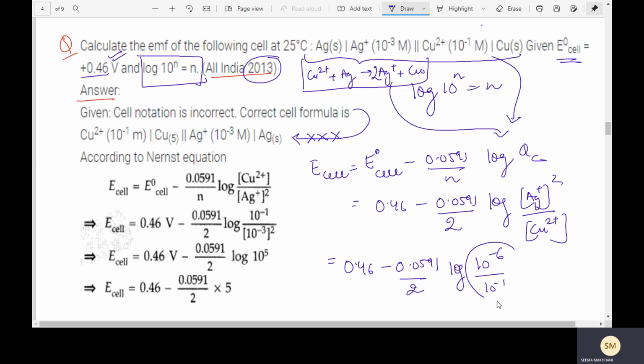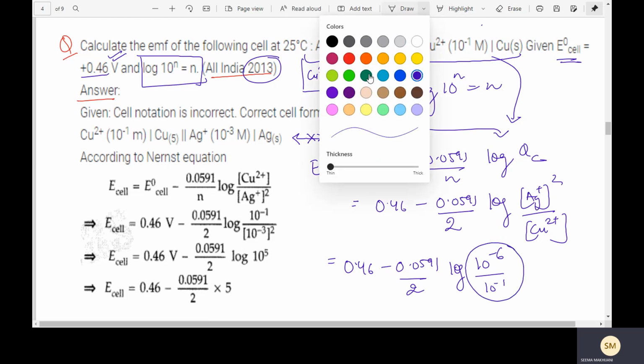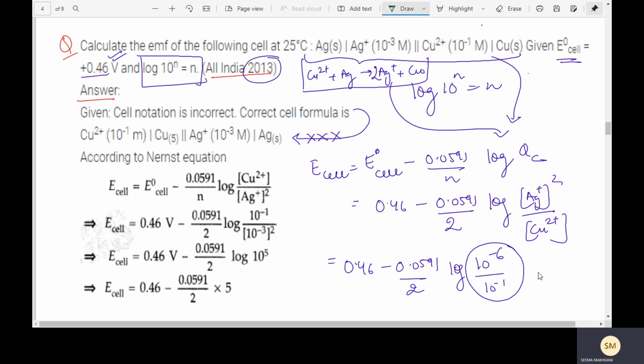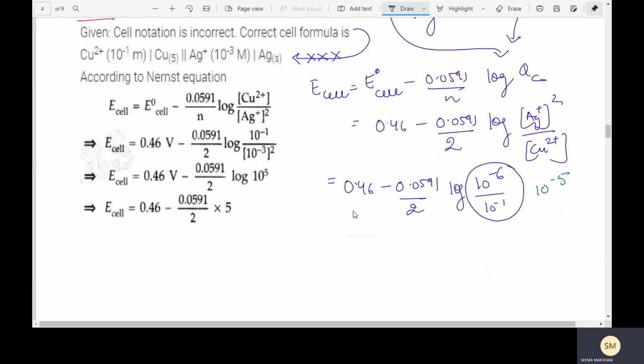So this expression of yours transforms into 10 to the power how much? Minus 6, and going up, it is plus 1. So this becomes 10 to the power minus 5. So moving ahead with the question, the rest of it you can easily solve on your own.